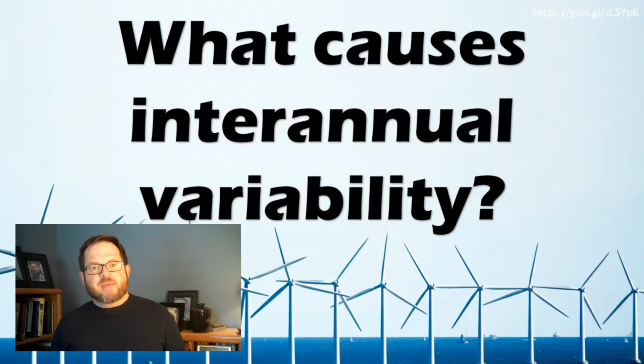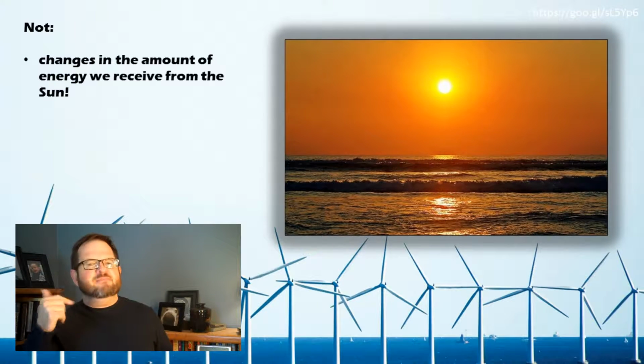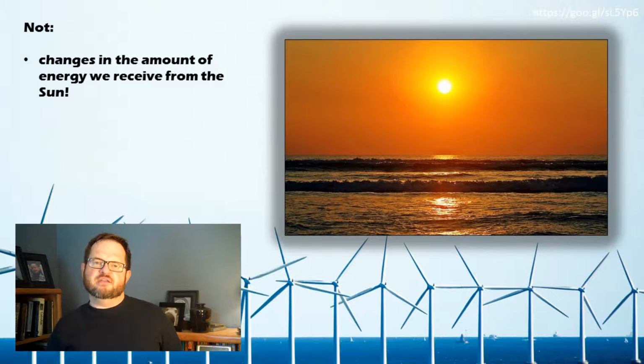Now, let's get some of the bad ideas out of our way first. It is not due to changes in the amount of energy we're getting from the sun. It isn't like a hot summer is caused by the sun being hotter than normal, and a cold winter is caused by the sun being less hot than normal. It is true that there is a tiny bit of variability in the output of the sun based on things like sunspots, but that has climate implications over many years, not like why one winter is different from another.